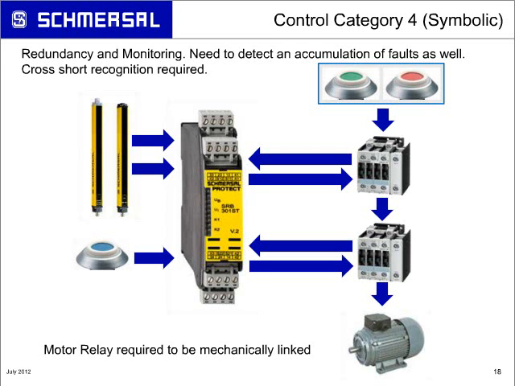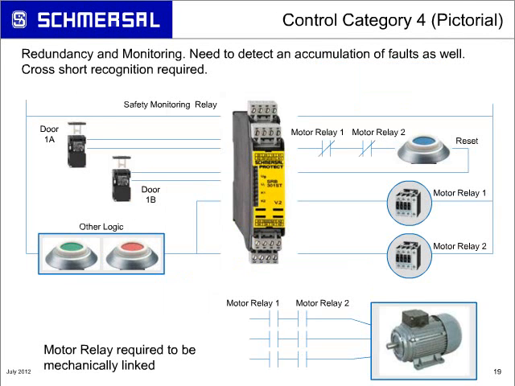So when we look at the pictorial representation, you'll see one of the big differences between what you saw in the pictorial of Control Category 3 and what you're seeing on the current slide is, on Control Category 3, you saw one door interlock switch. In Control Category 4, you see two individual safety interlock switches. But both those switches are actually on one door. So you have two switches on one door. Why is that required on a Control Category 4?